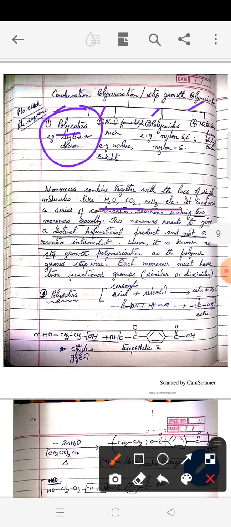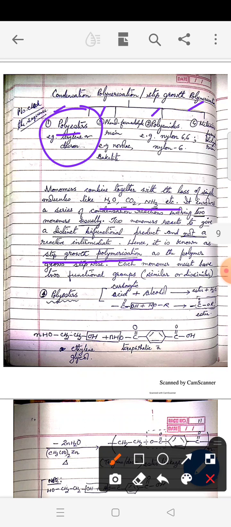Usually, the monomers react to give a distinct bifunctional product and not a reactive intermediate. This is very important. You have seen in addition polymerization, we have landed up with a free radical after every step of reaction. But here, after every step of reaction, we don't encounter any particular intermediate such as cation, anion or free radical. We get a distinct bifunctional product. So at any point of time, you can stop the reaction. Because of this reason, it is called step growth polymerization, not chain growth polymerization.